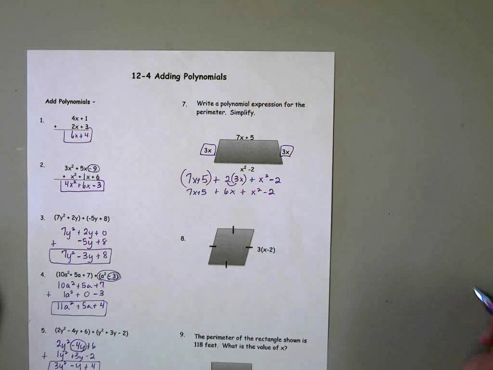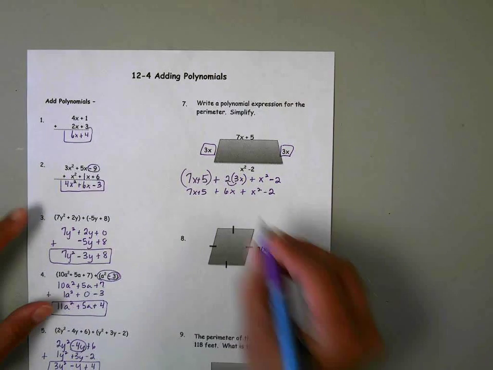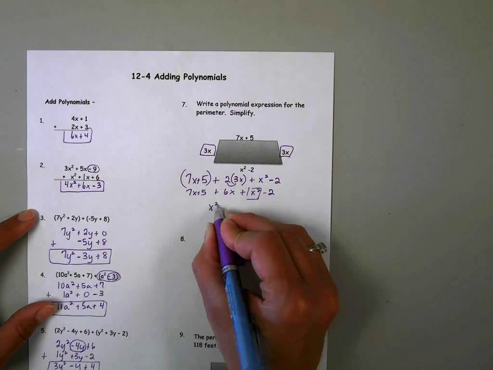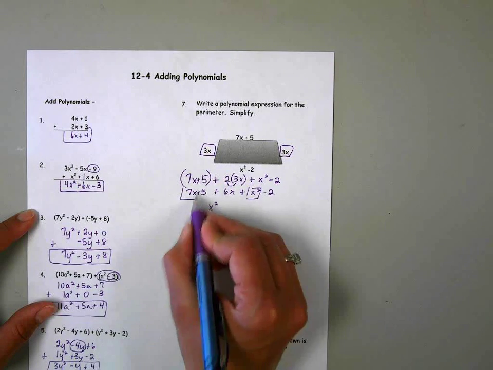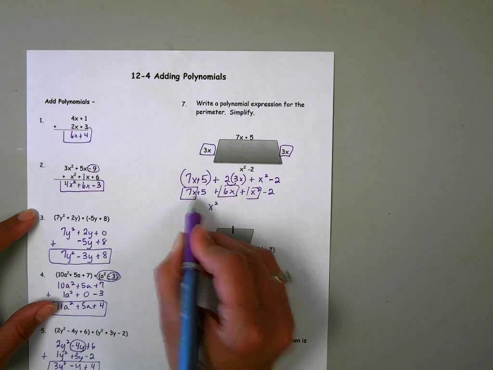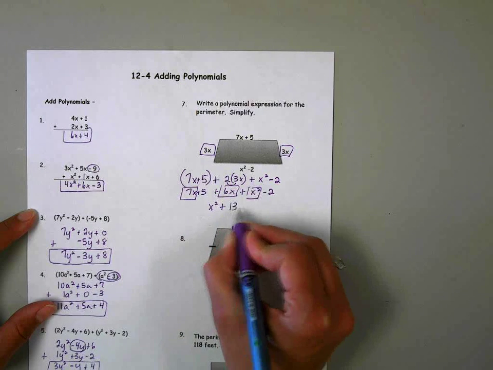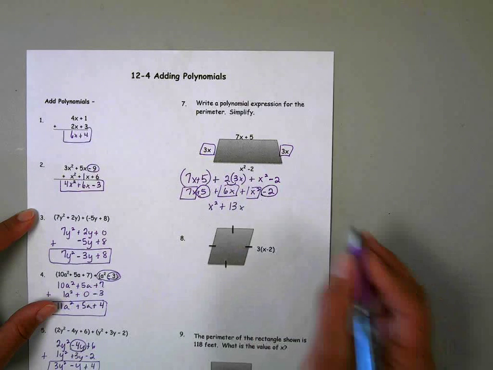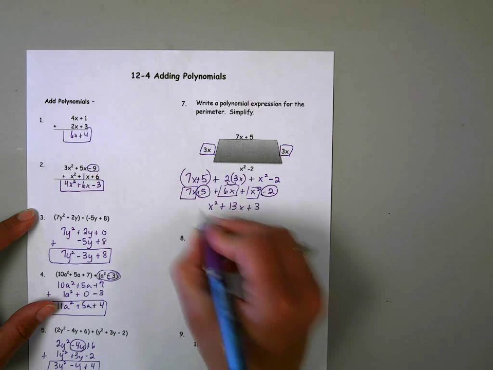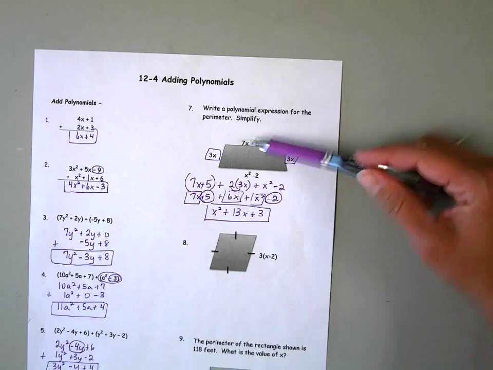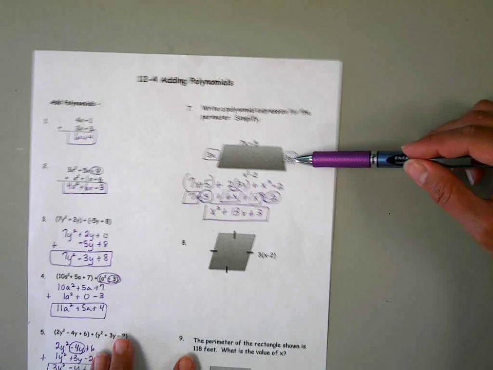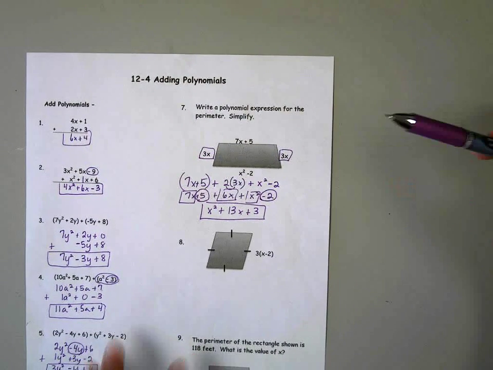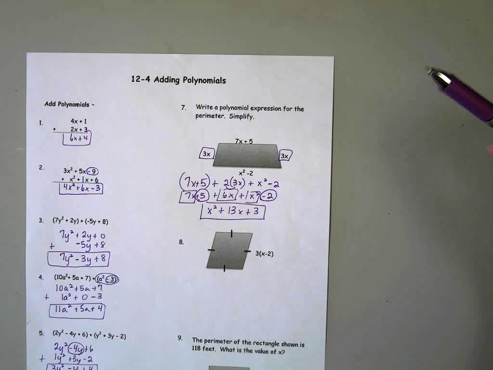And now I need to simplify my like terms. So I don't have any x squared other than this one, so I'm going to bring that down, x squared. I have a 7x and a 6x, so 7x plus 6x is 13x. And then 5 plus a negative 2 is a positive 3. So I added 7x plus 5, 2 3x's, and x squared minus 2, simplified by combining like terms, and I get x squared plus 3x plus 3.